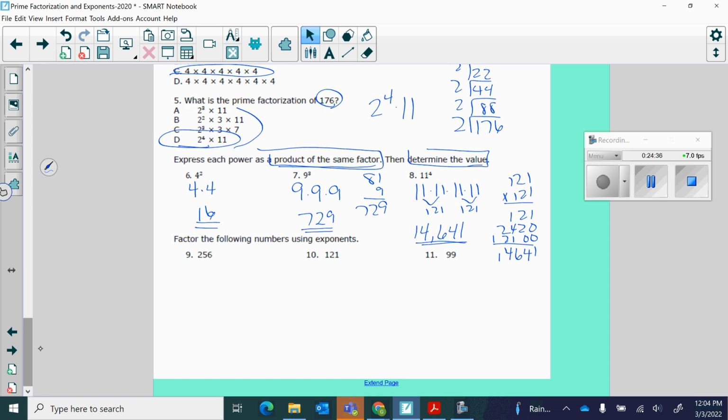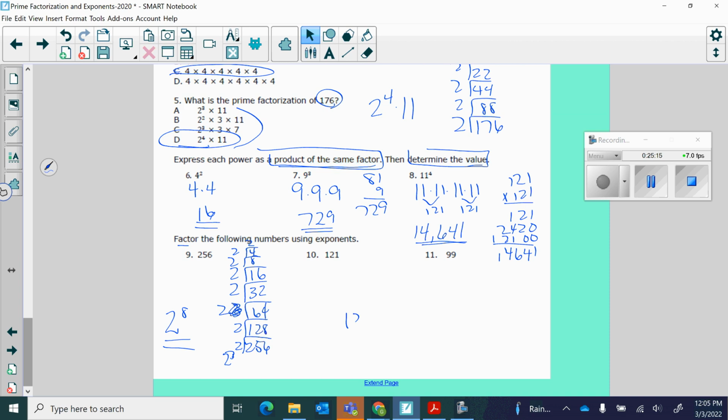Now we're doing a factoring. So we're going to factor these back again. So starting at 256. Let's try that again. 256, I can divide that by 2. Gives me 128. Divide by 2. Gives me 64. Divide by 2. Gives me 32, divided by 2 gives me 16, divided by 2 gives me 8, divided by 2 gives me 4, divided by 2 gives me 2. So I end up with 1, 2, 3, 4, 5, 6, 7, 8 2's, 2 to the 8th power.